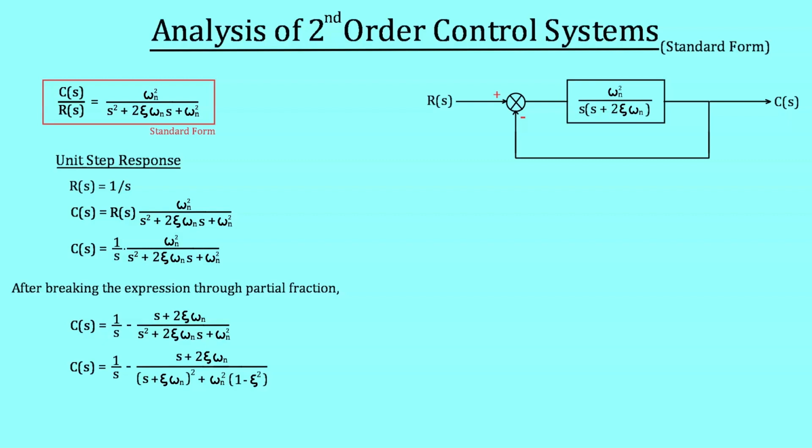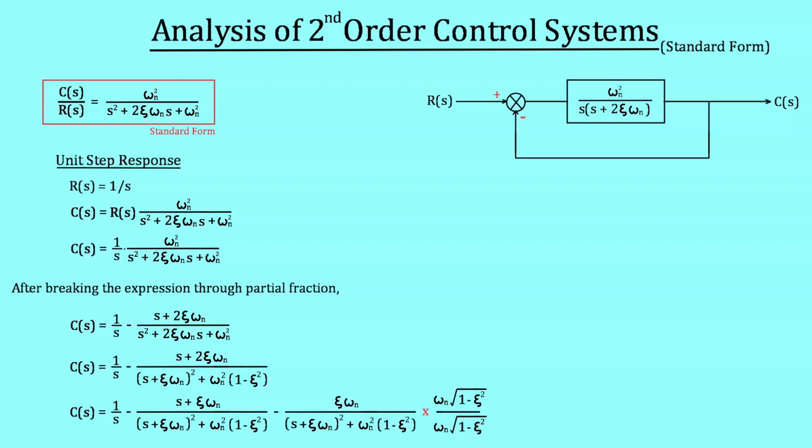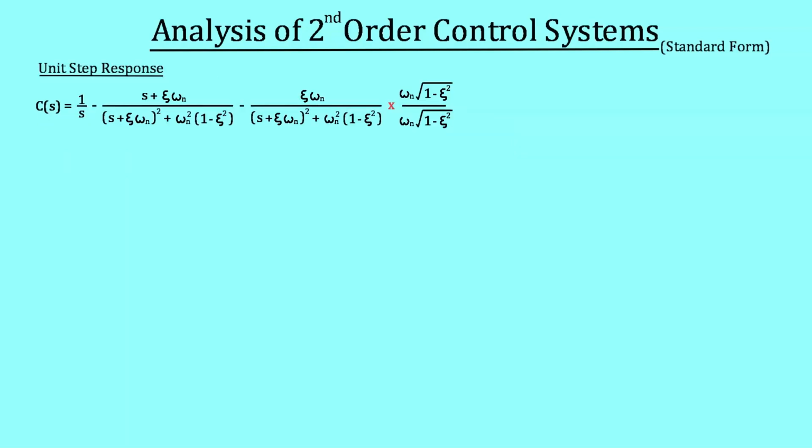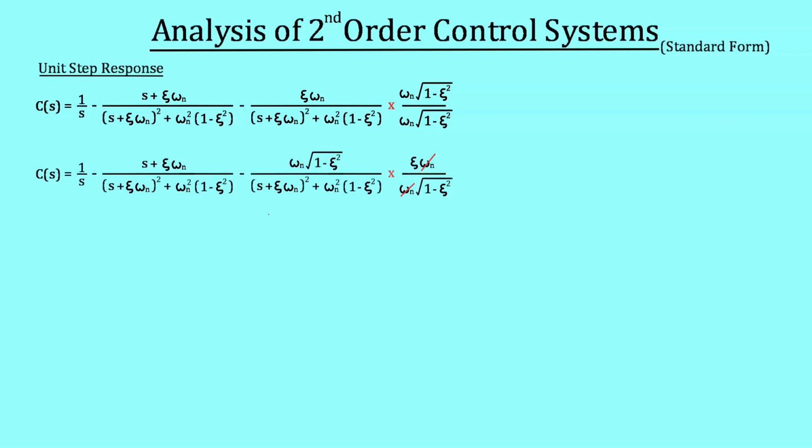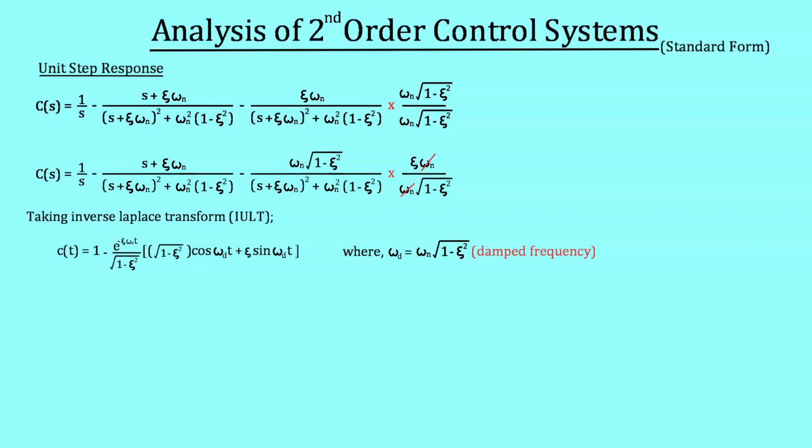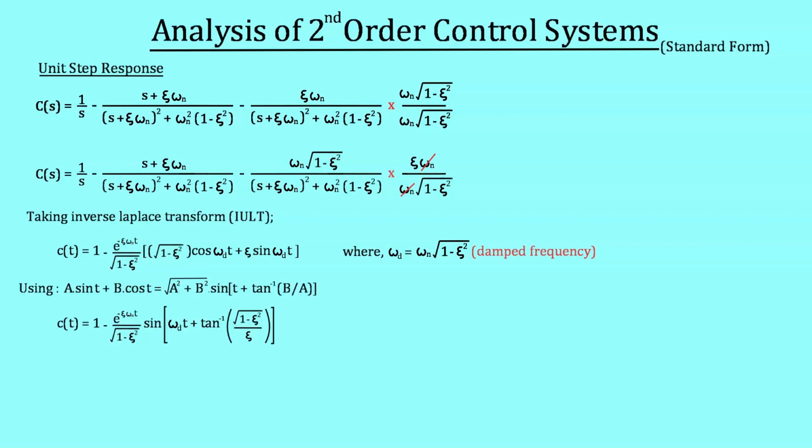All this rearrangement procedure is being done just to convert this Laplace transform expression into the Laplace transform of basic signals like cos and sine signals. After taking inverse Laplace transform of this expression, we can easily find the output expression in time domain. We can simplify this expression by using a very common trigonometric identity, which is a sin t plus b cos t is equal to under root of a square plus b square multiplied by sin t plus tan inverse b by a.